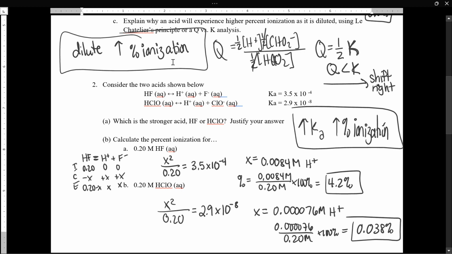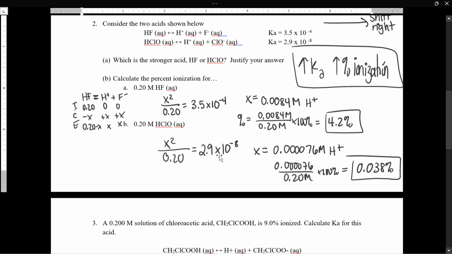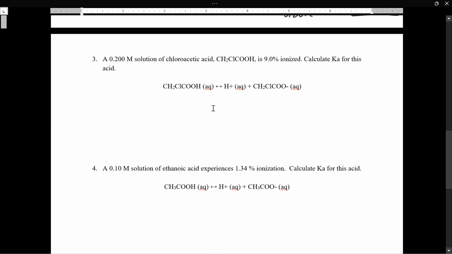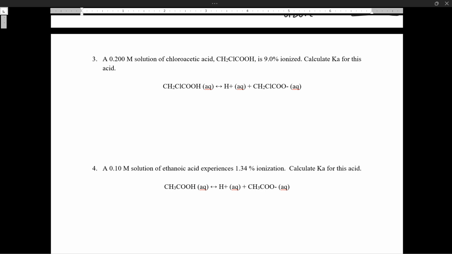So those are two variables that affect percent ionization: the strength of the acid, so basically the magnitude of K, and then the concentration. As you dilute something, more of it ionizes. We can also look at how you might use percent ionization to solve for Ka. So let's look at this setup right here.